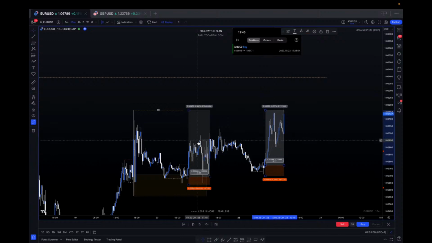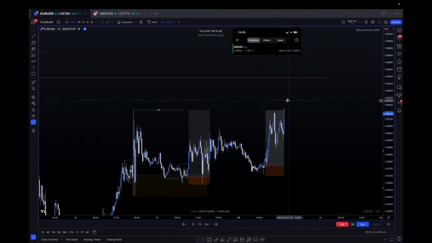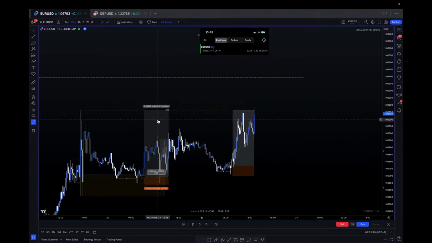I did not take this trade because I already had an open trade, but then we also had another entry which I'm going to show you shortly. So here we go. That was it. Our target was now hit. 128.5 banked, and that was it.